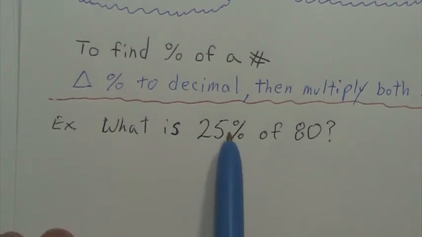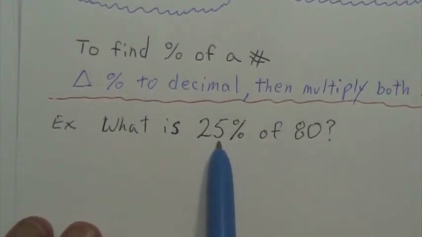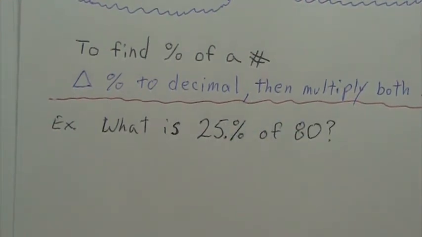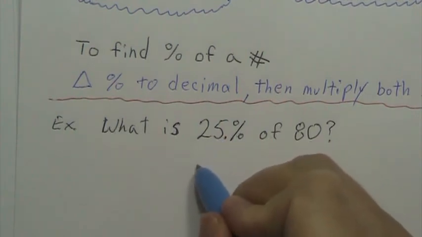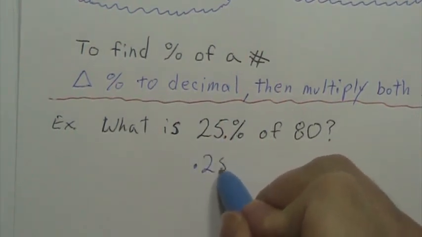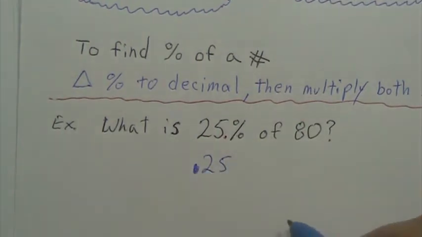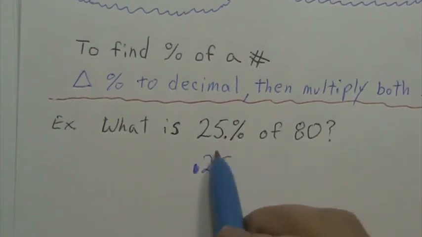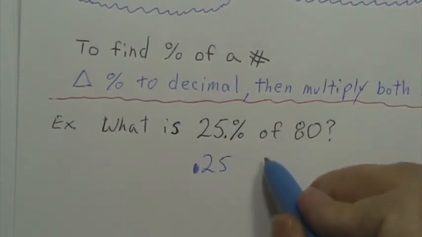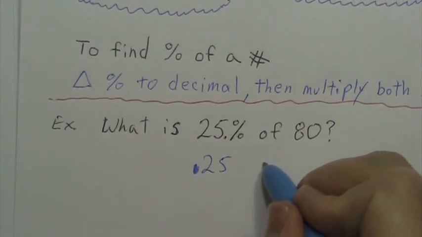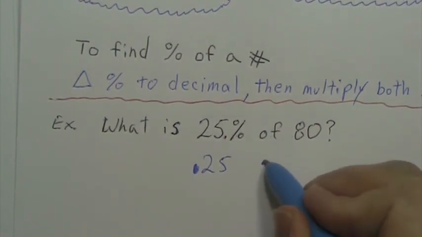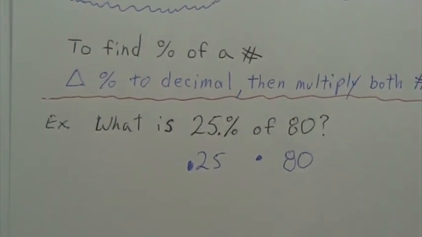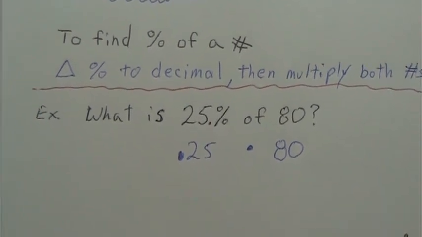So we move 2 spaces to the left. There's a decimal right there. So this becomes point, move it over 2 spaces. This becomes 0.25. 0.25 times, of means times, because we're going to multiply the 2 numbers. Change it to a decimal, multiply the 2 numbers. 0.25. I'm going to put a dot for times. It's in the center though, up high. It's not a decimal point. Of 80. So it's 0.25 times 80.